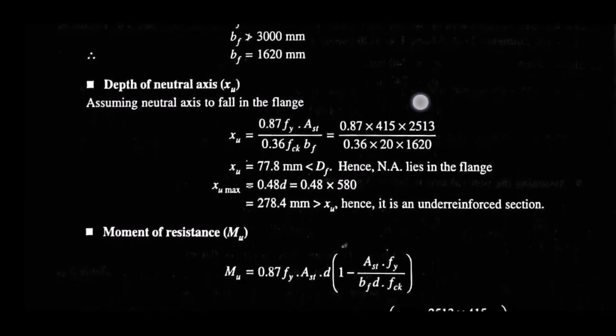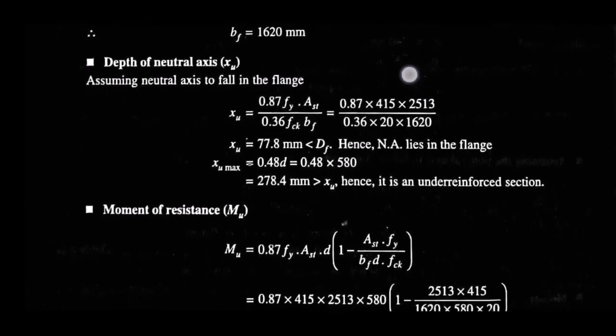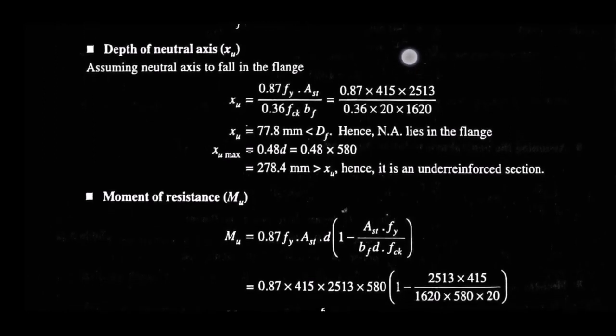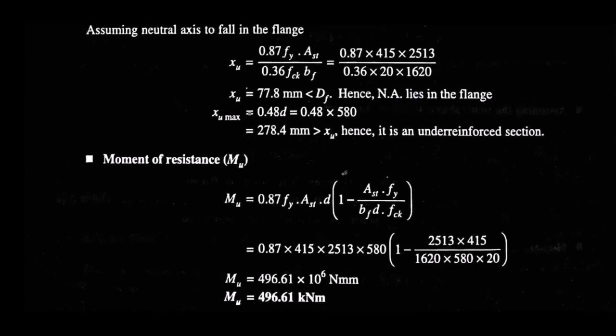Okay, now we have to find the moment of resistance as per the formula given in Annex G of IS 456-2000, that is Mu is equal to 0.87 Fy into AST into D within bracket 1 minus AST into Fy by BF into D into FCK. That is equal to 0.87 into Fy, that is 415, into AST, that is 2513, into D, that is 580, within bracket 1 minus AST, that is 2513, into Fy, that is 415, by BF, that is 1620, into D, 580, into FCK, 20.